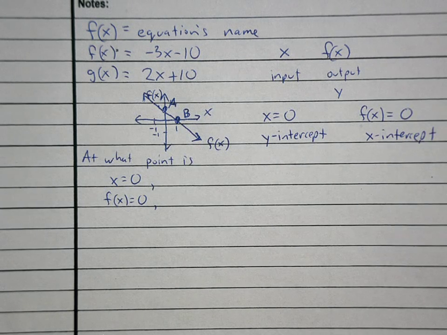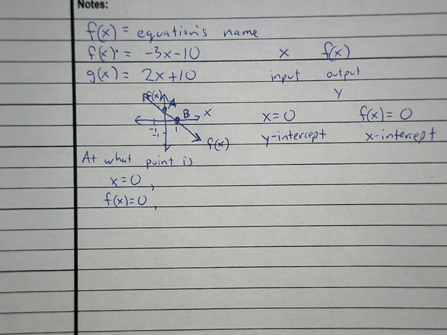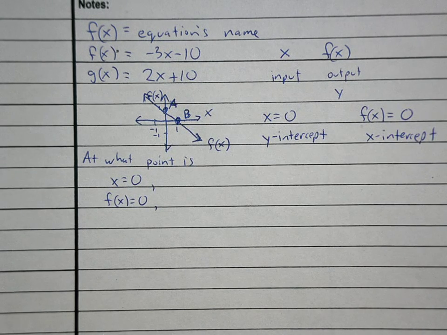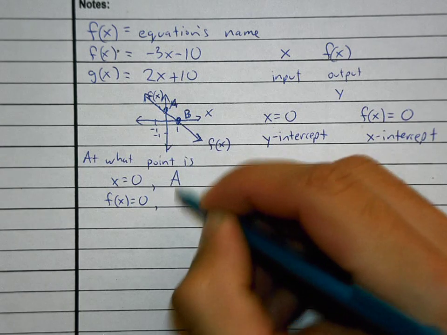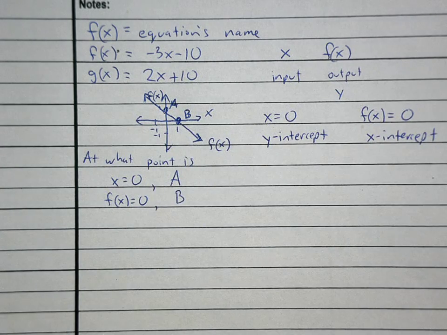Discuss, please. Okay. So I think for x equals 0, it's A, and then for f of x equals 0 is B, because B is on the x line, and f of x is the x-intercept, and then x equals 0 is the y-intercept, and A is on the y. Sorry. The two answers should be A, B.